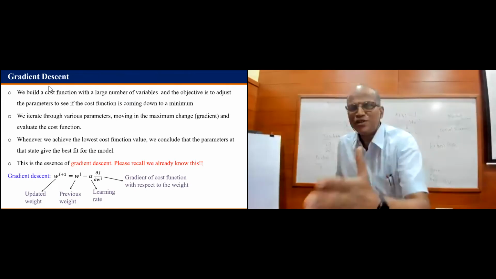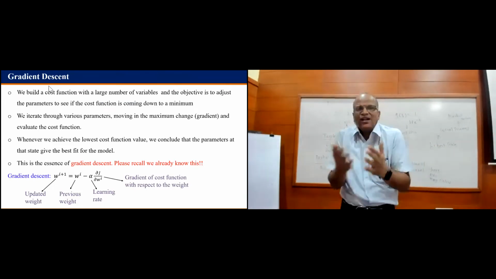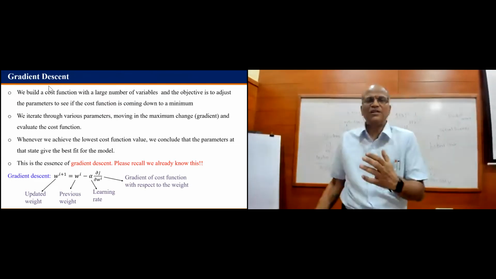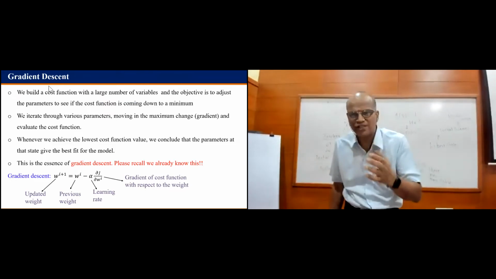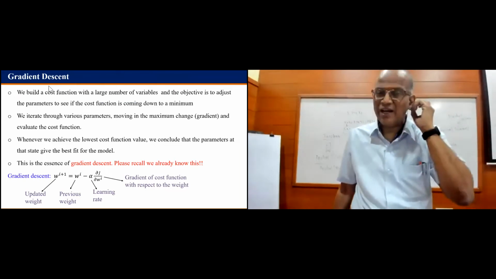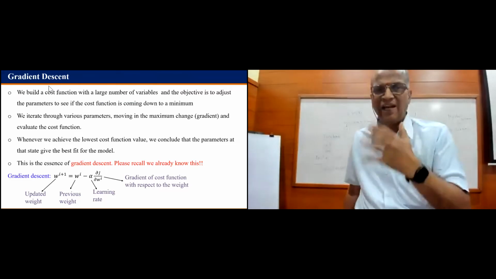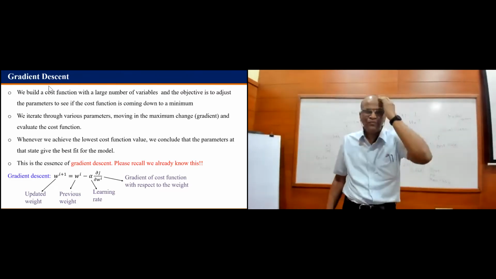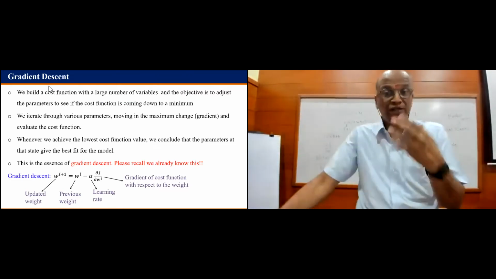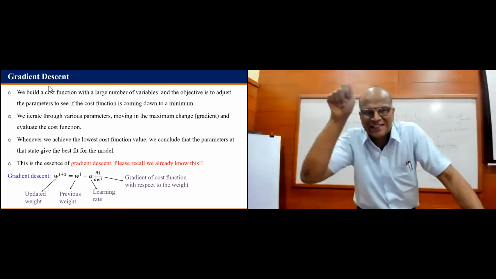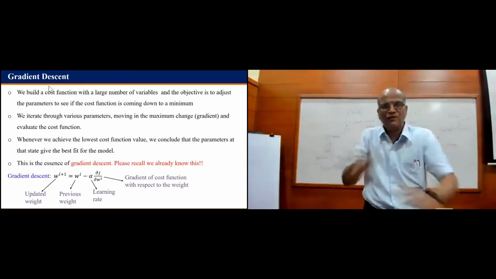Now we again use the gradient descent. I already taught you the gradient descent, but now watch it. We build a cost function with a large number of variables, and the objective is to adjust the parameters to see if the cost function is coming down to a minimum. We iterate through various parameters, moving in the direction of the maximum change, the gradient, and evaluate the cost function. Whenever we achieve a low cost function, which is desirable or agreeable, we conclude that the parameter state gives the best fit to the model, then we stop.